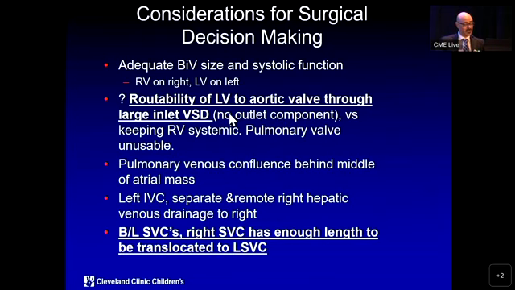We felt that it was going to be quite difficult to route the LV to the aorta versus keeping the RV systemic, and there was every evidence that the RV had good function. The pulmonary valve in this case was not usable for an arterial switch. The pulmonary venous confluence was behind the middle of the atrial mass, so you could connect that to either atrium if you wanted. Then there was the left IVC and the separate and remote right hepatic vein to the right, and the bilateral SVCs, with the right SVC having enough length to be translocated to the LSVC.